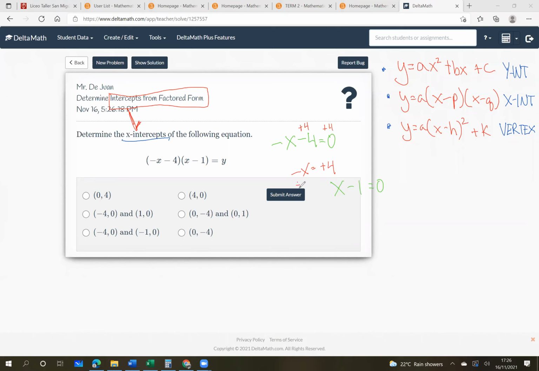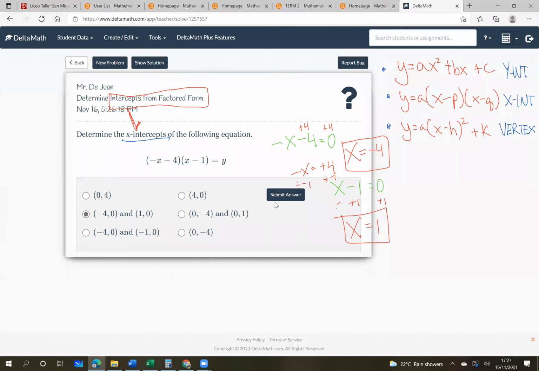But you have negative, so divide it by negative 1. X equals negative 4. There's one of our x-intercepts. And x minus 1, so if I move the 1 over, I have x equals 1. There we go. Where do we see the x-intercept? Where do we see negative 4 and 1?